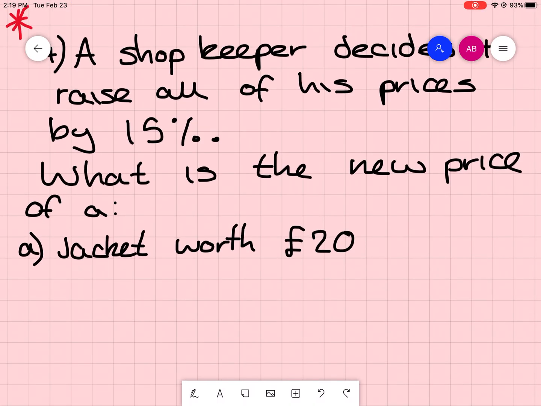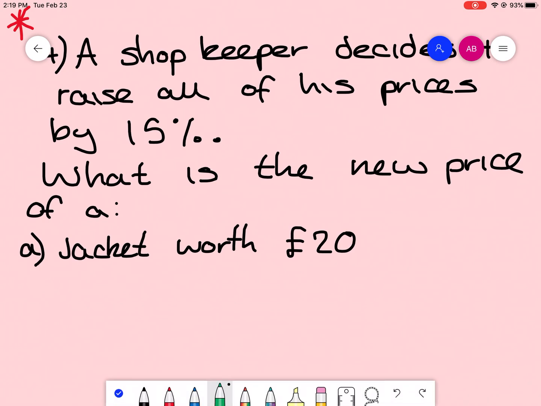Question 4 has two parts to it. So the first thing we're told is that a shopkeeper decides to raise all of his prices by 15%. So the word here that would tell us we had to increase, or we're adding something on, is the word rise. So that word rise there tells me the price is getting more, it's getting to be a bigger price. So we want to find out the new price of two items. The first item is a jacket worth £20. So that's our original amount, £20.